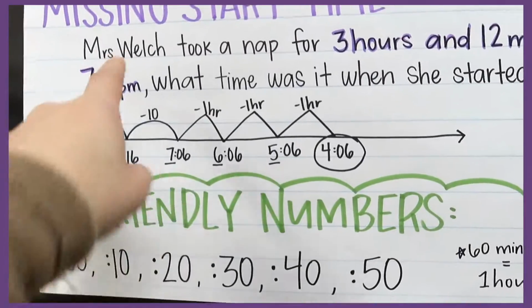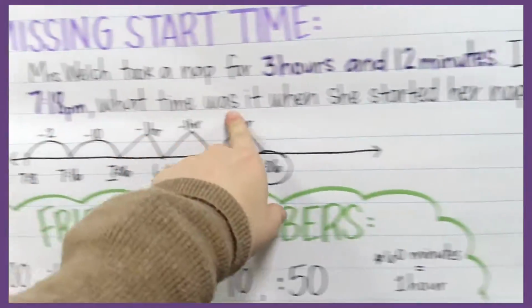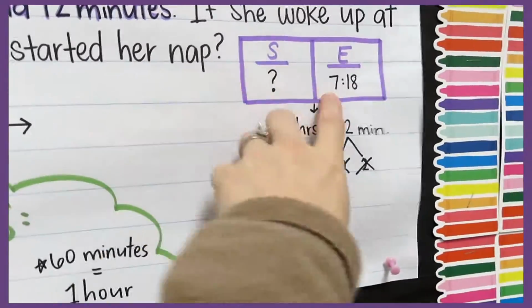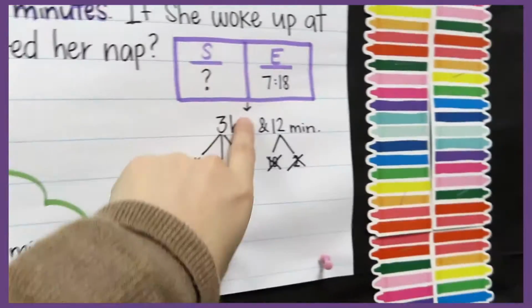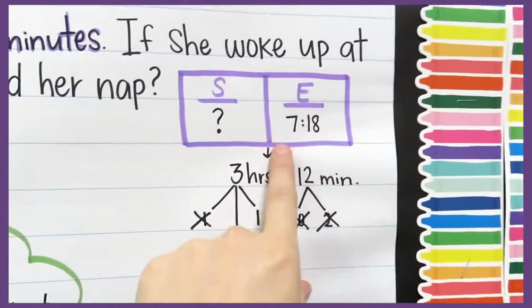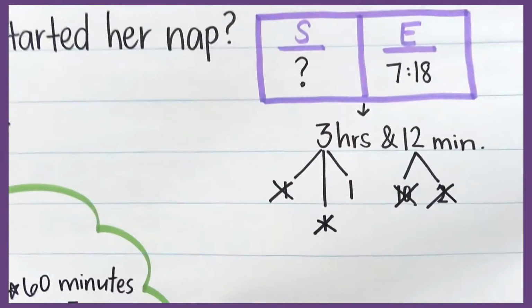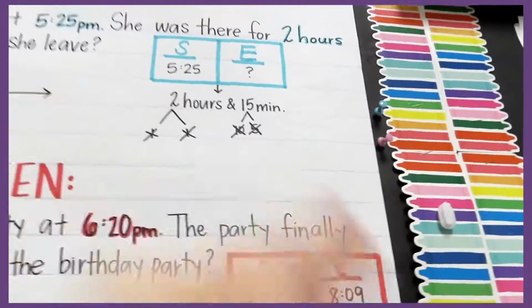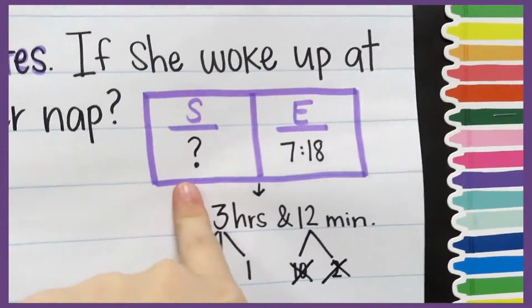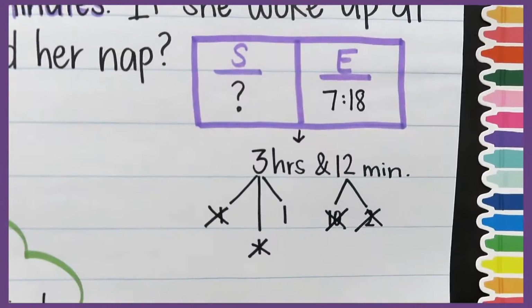Well, we know that she did wake up at 7:18, and then it's asking what time did she start. So we don't know her start time, but we know her end time. We also know how long she took her nap. So that's what this is. So we have our end time and our time in between, but we have to find our start time. So just like up here, if you have your start time and you go to end time, you add up. But if you have your end time and you got to get to start time, it makes the most sense to subtract, okay?